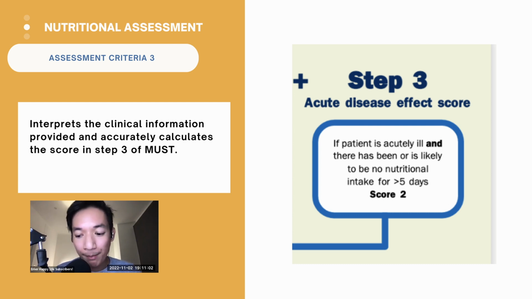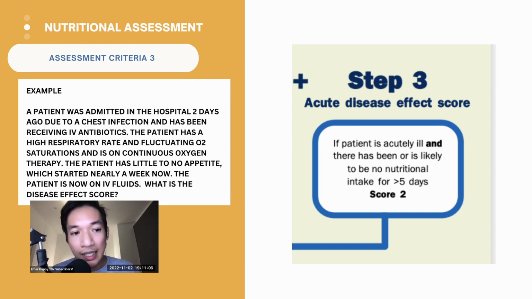I will give an example. Let me know what the answer for the scenario is. An example, a patient was admitted to the hospital 2 days ago due to chest infection and has been receiving IV antibiotics. The patient has a poor appetite and is receiving IV fluid. What is the disease effect score? Type your answer. Is it 0 or 2?